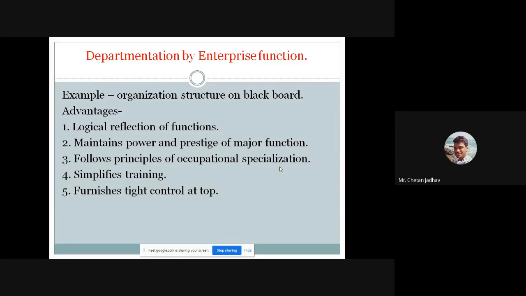The same thing applies to giving training to new people, assigning them department-wise. Okay, so that is also a good thing. And next is furnishes tight control at the top. This is a command-purpose advantage. Means we can easily take command and give command to each and every department as a top level manager, observing all the department performance. Okay, each and every employee's performance appraisal, and activities throughout this departmentation. So these are the major advantages of any departmentation by using these enterprise functions.